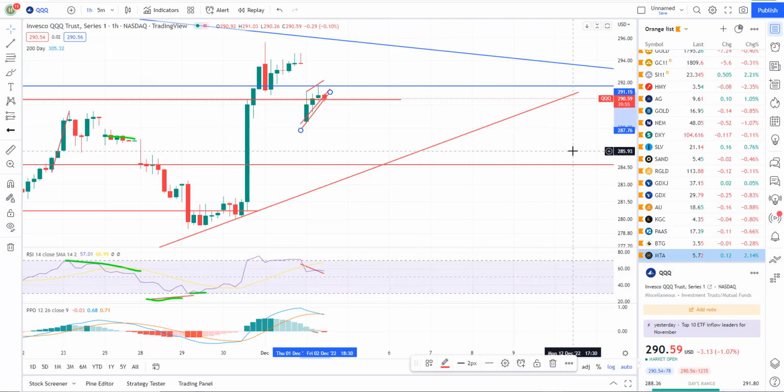Let's get right into the stock market technical analysis. Again, we're looking for profitable trade ideas. I'm here to point those out as I see it in the charts.